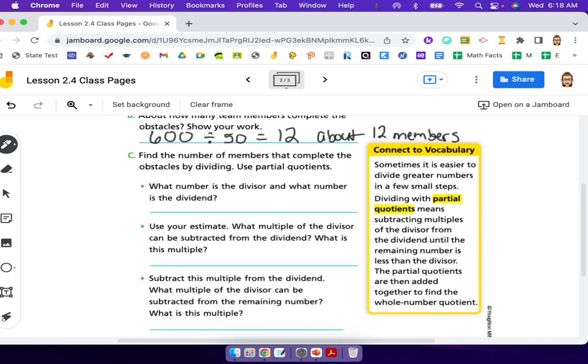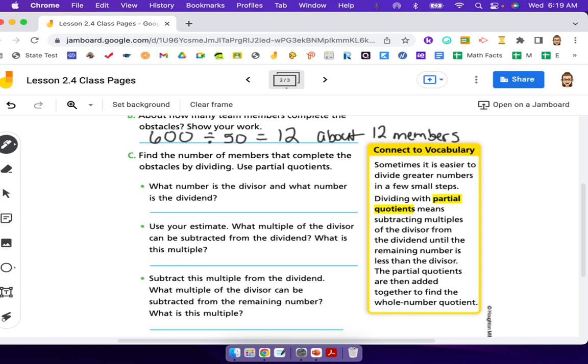So then it says, find the number of members that complete the obstacles by dividing using partial quotients. Well, let's read what our connected vocabulary says. It says, sometimes it is easier to divide greater numbers in a few small steps. Dividing with partial quotients means subtracting multiples of the divisor from the dividend until the remaining number is less than the divisor, and the partial quotients are then added together to find the whole number quotient. This is very similar to what we've been doing with area models, but we're just doing it without the picture.